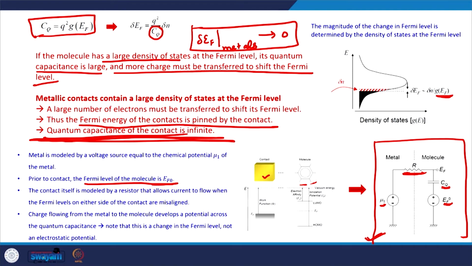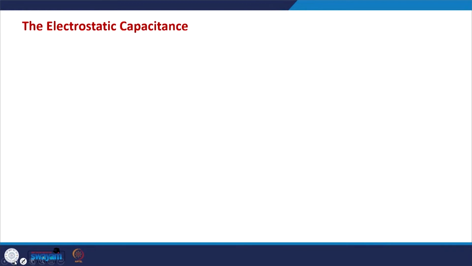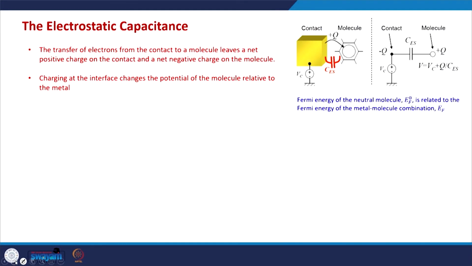Okay. So, the charging from the metal to the molecule, it sort of develops a potential across the molecule, and that is modeled by the quantum capacitance. And this is not the electrostatic potential, this is the change in the chemical potential and the change in the Fermi level. Okay. So, I hope things are pretty much clear up to this point. So, now let us consider the electrostatic component as well.